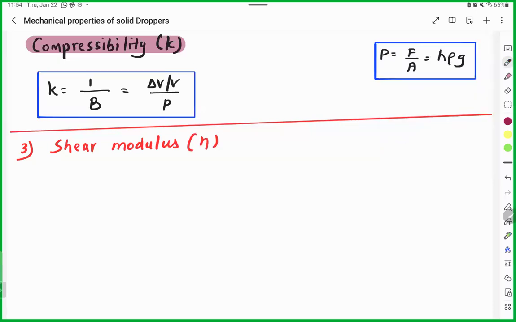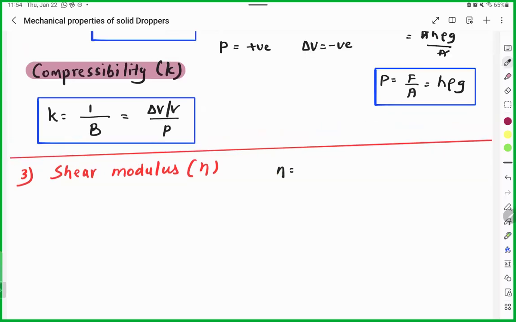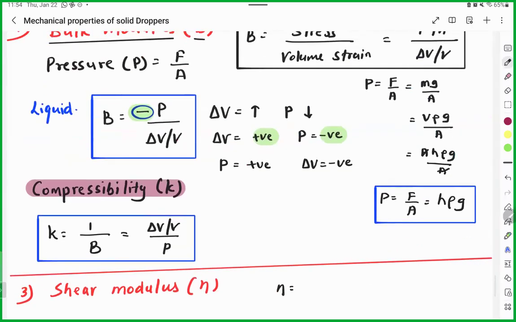Sir, why is this negative? Because if you increase volume, delta V is positive, then pressure is negative. So your numerator is negative and denominator is positive, so overall it is negative. Make sense? Yes, sir. If you do the opposite, you increase pressure, then pressure is positive, volume will become negative. Your numerator is positive, denominator is negative. Overall, it will still remain negative. Make sense? Yes, sir.